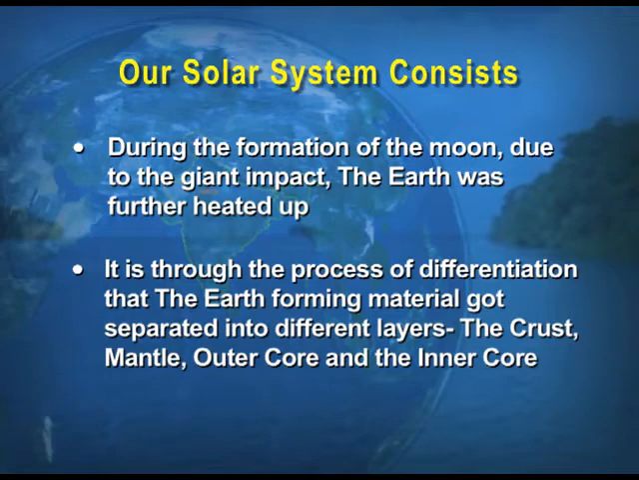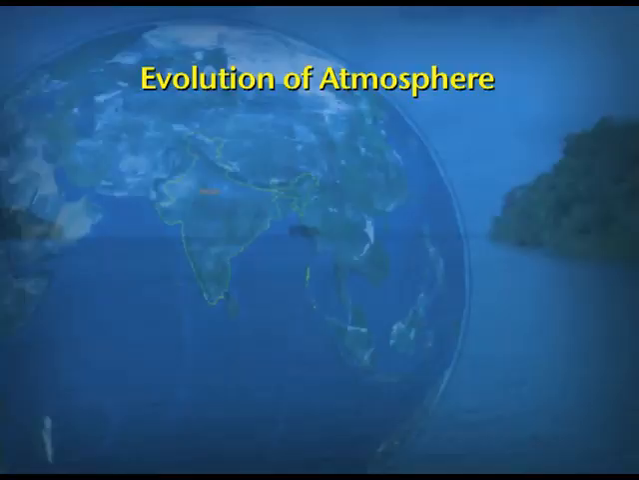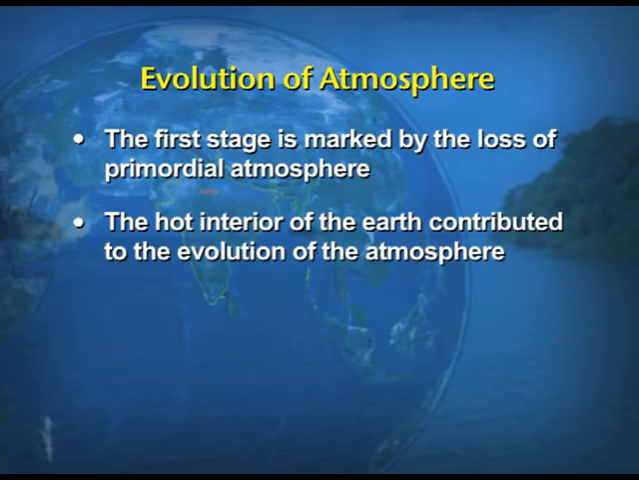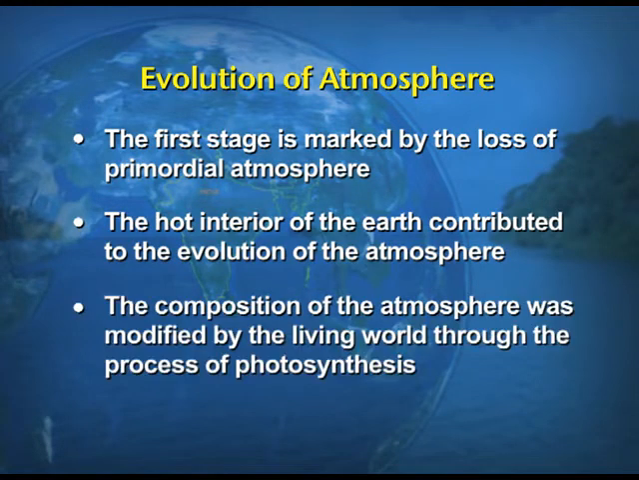And later on we can also talk about the evolution of the atmosphere, and there are 3 stages in the evolution of the present atmosphere. The first stage is marked by the loss of the primordial atmosphere. In the second stage, the hot interior of the Earth contributed towards the evolution of the atmosphere, and finally the composition of the atmosphere was modified by the living world through the process of photosynthesis. Overall, the Earth's atmosphere was not the same as what we had in the initial stages of the Earth when it was formed.